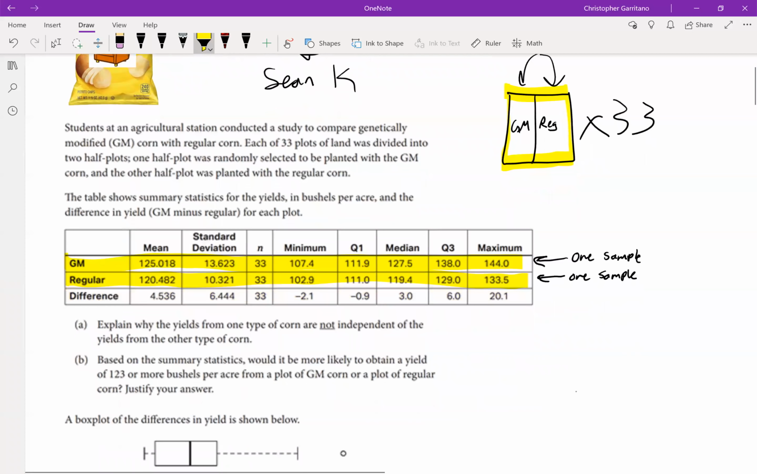All right, part B. And this was the one that I think was, for me, very debatable. Based on the summary statistics, would it be more likely to obtain a yield of 123 or more bushels per acre from a plot of genetically modified corn or a plot of regular corn? Justify your answer. Now, why was this debatable for me? Well, I was thinking about what exactly this question is asking, and it's a little tricky. Notice that they're saying 123 or more bushels per acre, right? So those units imply that they are referring to some kind of an average, bushels per acre.